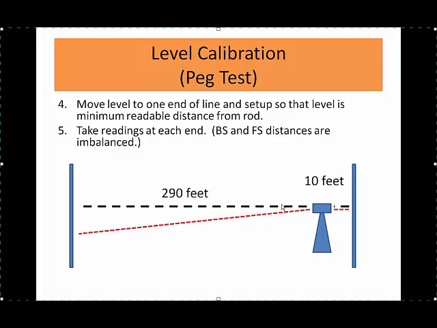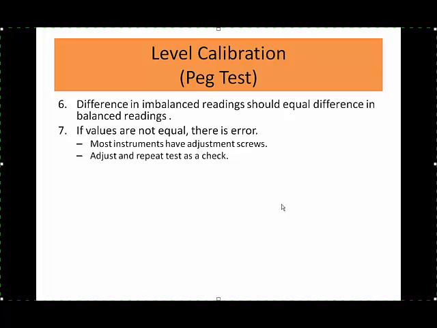But that same inclined line of sight, now extended over 290 feet, will give me a fairly large error. Well, if this error exists, then the elevation difference in this imbalance condition will not match the elevation difference in the balanced condition. So if they do not match, if those values are not equal, then I have an error. And that error can be adjusted in the field.